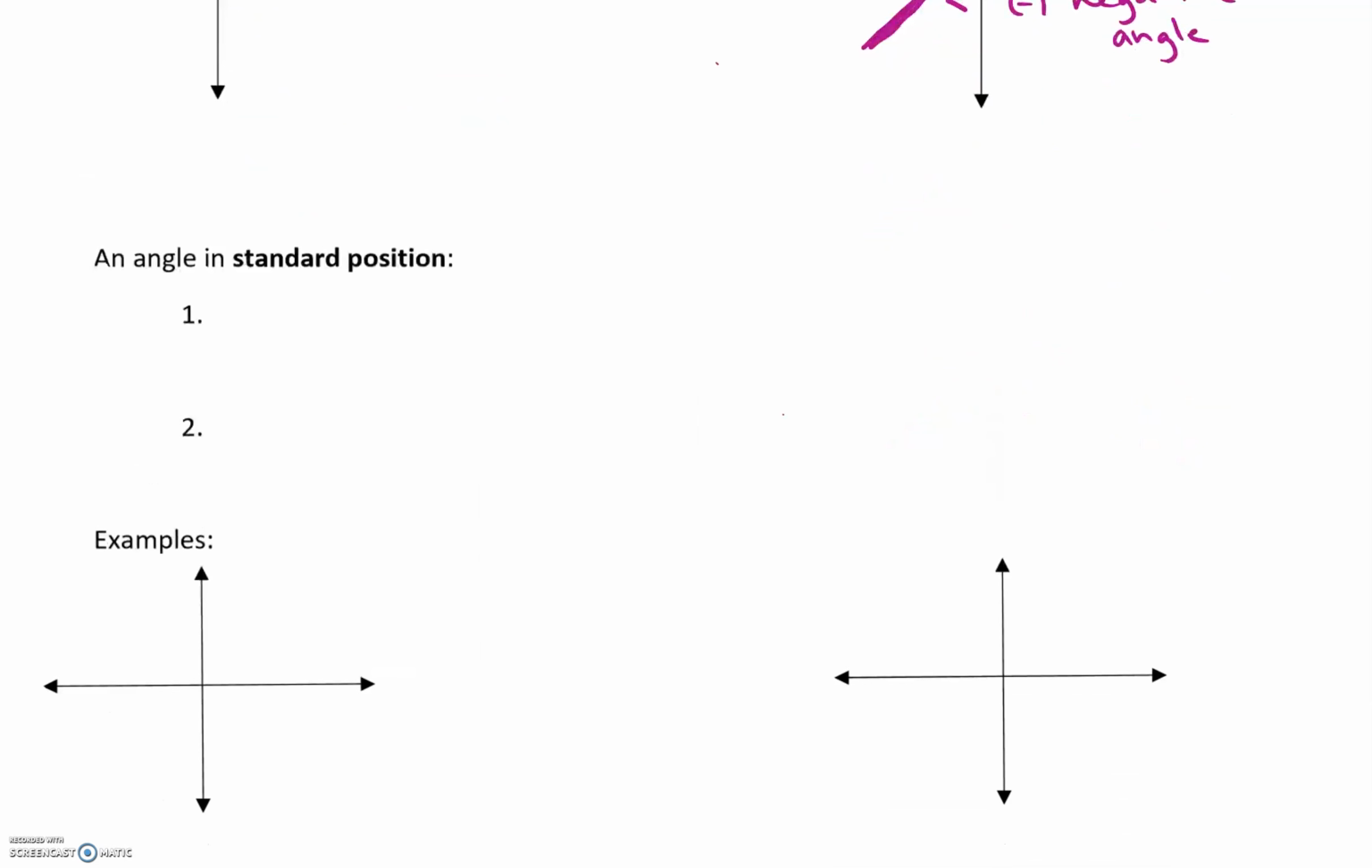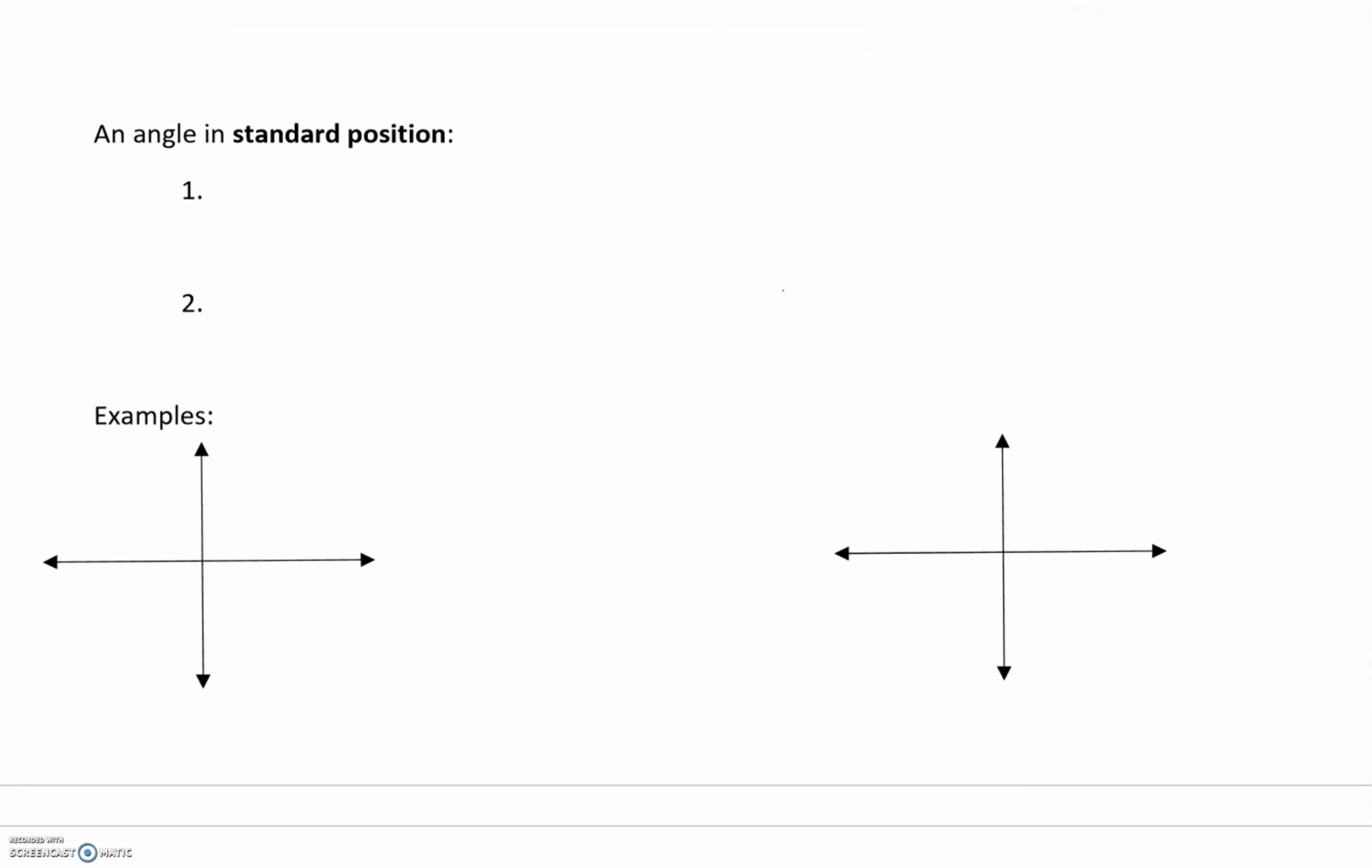Now, you'll see a lot that it says an angle is in standard position. What does that mean? Well, the first thing it means is that your vertex is at the origin. So that's the first thing that has to be true in order for your angle to be in standard position. My vertex is at the origin. The second thing that has to be true is that your initial side is the positive part of your x-axis.